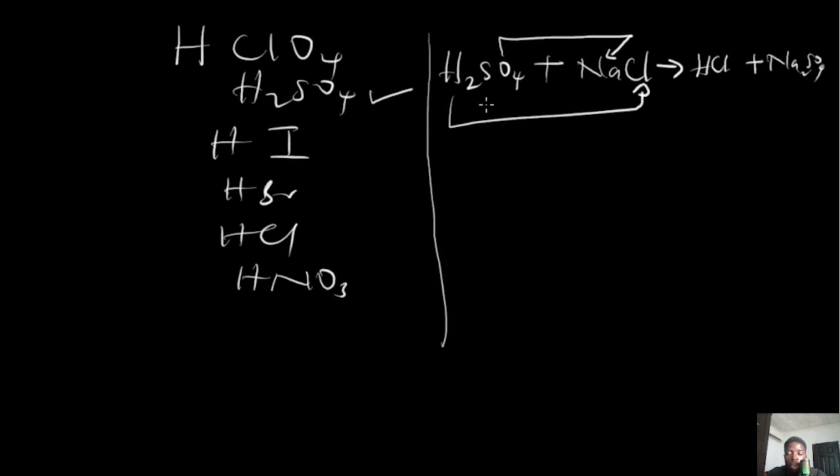Na2SO4. Note, for this process to occur, a stronger acid has to react with a salt of the weaker acid. Once that happens, the weaker acid is automatically produced. Let's say, for instance, you want to produce nitric acid.